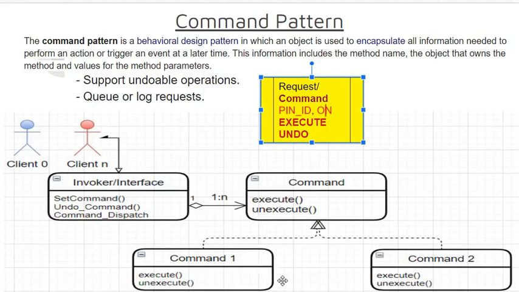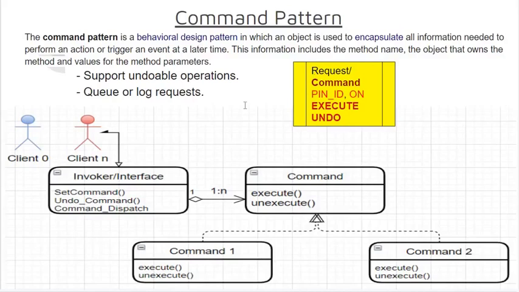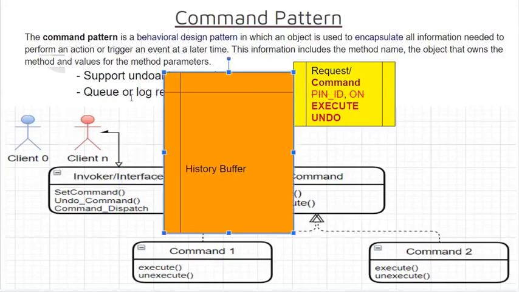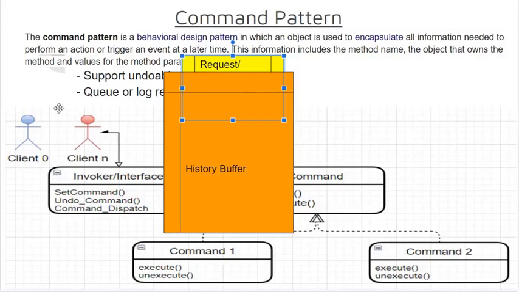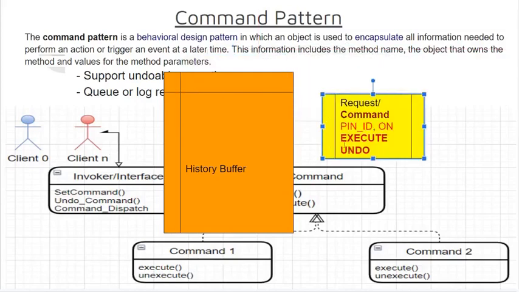And also will contain private data which defines the needed parameters to execute this request. So what we could do with this pattern, for example, the invoker could have a history buffer like this, and if the client needs to execute one of the requests, the invoker will just add the new request ID to this history buffer. So if the client needs to unexecute the last request, then the invoker will just get the last request ID from the buffer and call the undo function to unexecute this request.